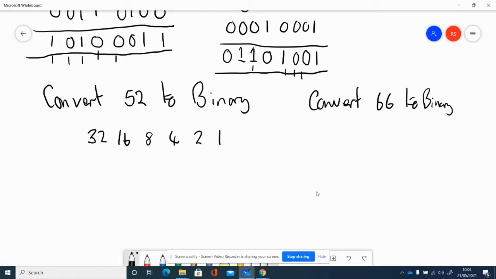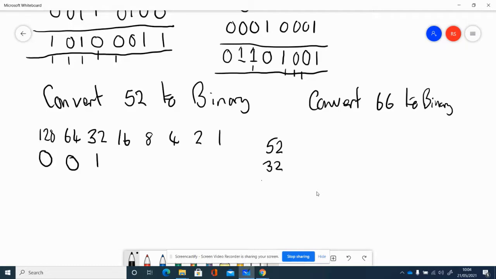And on your exam paper, it's always best to either write them down on the paper if you can, or if you don't have a paper and it's electronic, then write them down on a piece of spare paper so we don't make any mistakes. So I got 52 in order to do my conversion. Well, there are no 128s in 52, so I can immediately write my 0 there. Same goes for 64, but there is a 32.